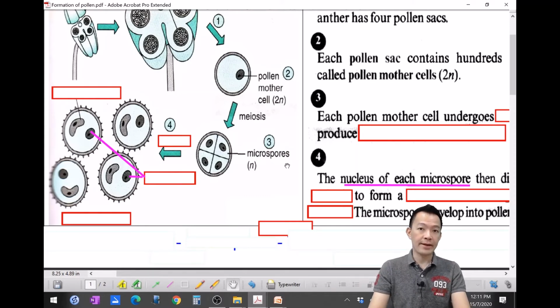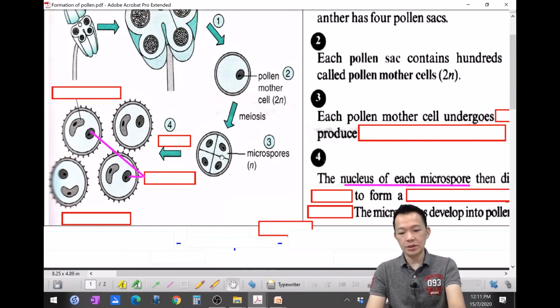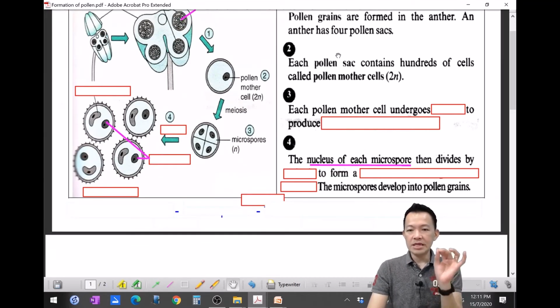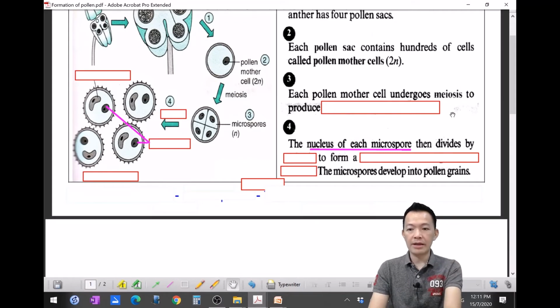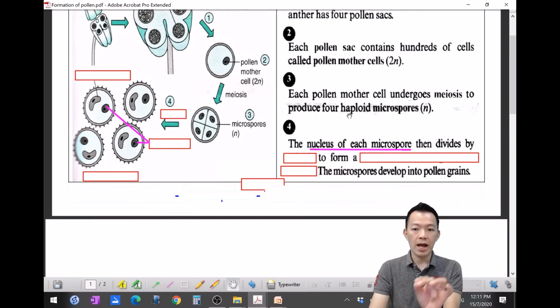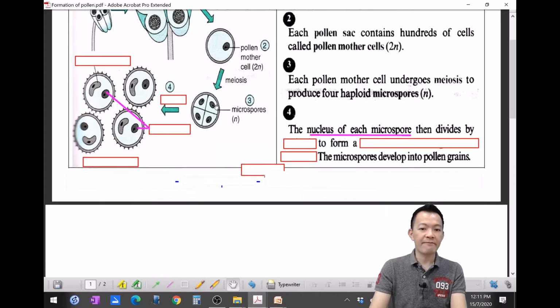That is haploid. 这些 microspore 呢就是 haploid 的。Okay, so 我们再来看。Each pollen sac contains hundreds of cells called pollen mother cells. That is diploid. Each pollen mother cell undergoes meiosis. Okay, to produce what? 它进行 meiosis，然后产生什么呢？Microspore, haploid microspore 就变成了 haploid 的 microspore. But what happened to this haploid microspore?